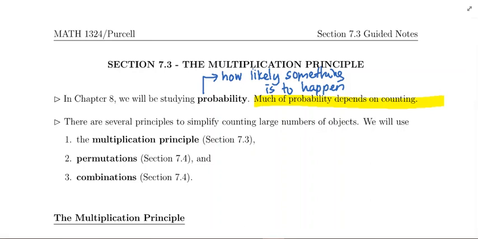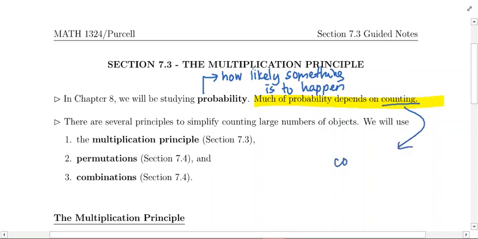Now when I say counting, I don't mean 1, 2, 3, 4, 5, 6, 7, 8, 9, 10. When I talk about counting, I mean counting the number of possible outcomes for a particular situation. So I'm going to jot that down. By counting, I mean counting the number of possible outcomes in a given situation.